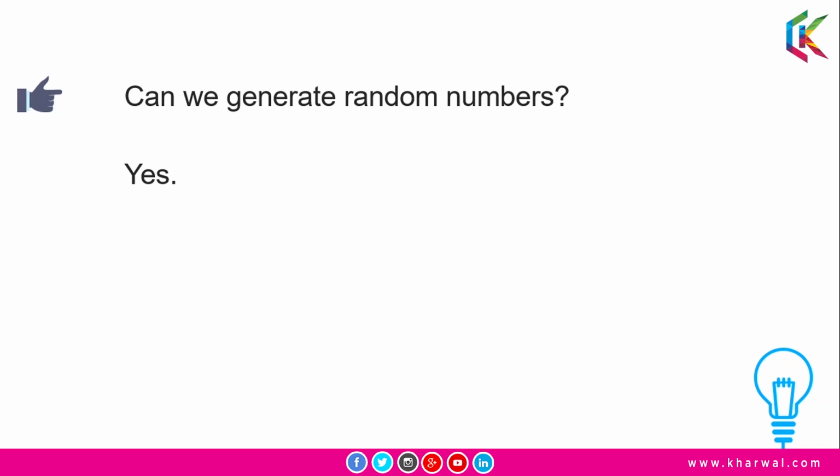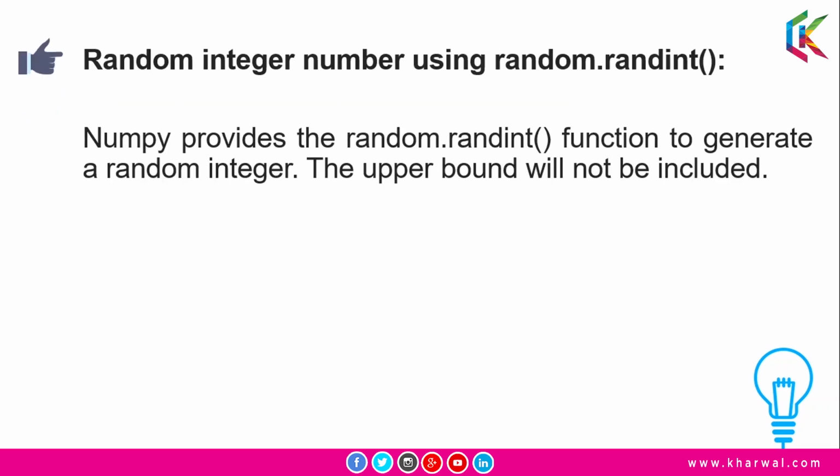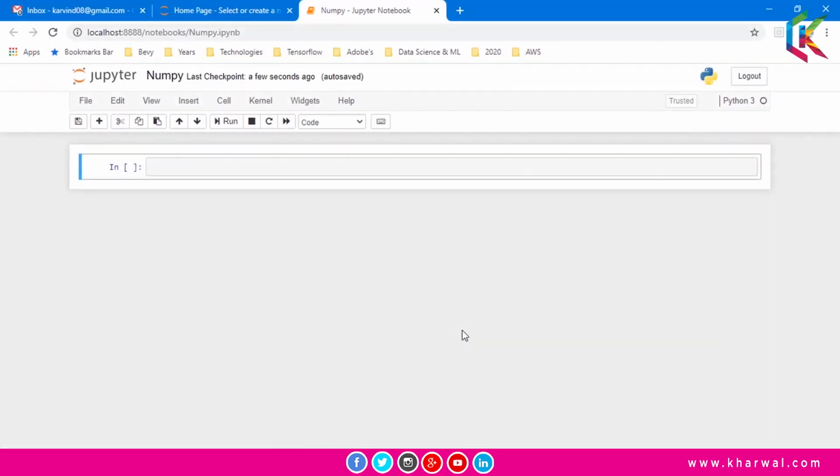In order to generate a true random number on our computer system, we need to get the random data from some external source. So now moving on to the next topic guys, and that is how can we generate an integer number using the random.randint function. Numpy provides a random.randint function to generate a random integer, but the upper bound will not be included. So guys, let me open up the Jupyter notebook and I will show you the working of this function. So guys, now in this lecture we are going to generate random numbers.